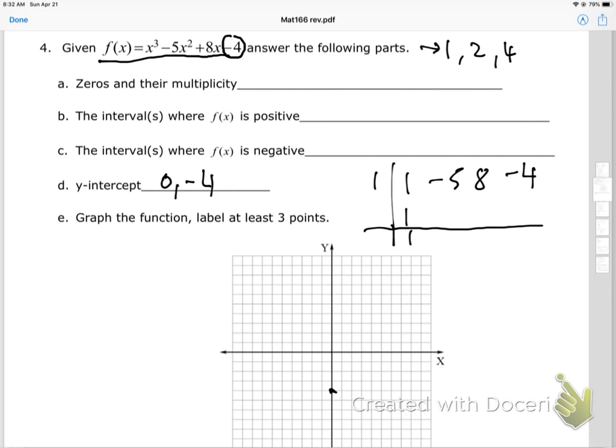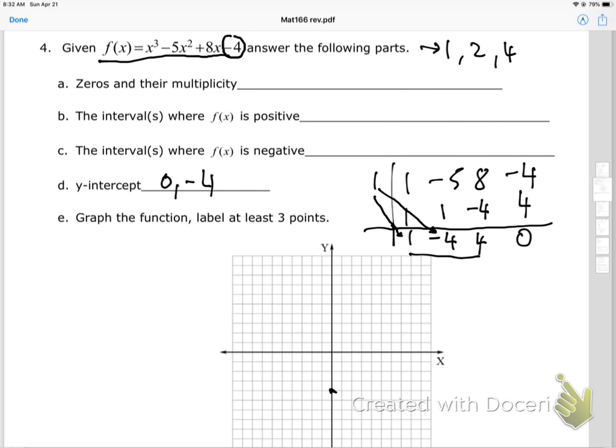Okay, don't change that first number. Here's how it works. Remember this? 1 times 1 is 1. Add those two together, you get -4. 1 times -4 is -4. Add those two together, you get 4. 1 times 4 is 4, and there we go, okay?